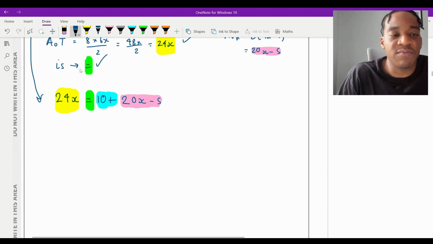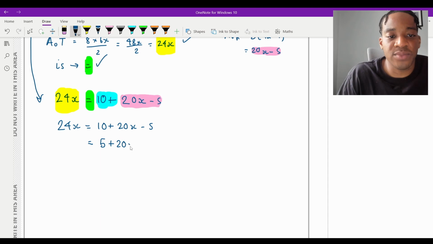So firstly, let us simplify. I'm going to write it one more time, just because the highlighter can be a bit distracting. So 10 plus 20x minus 5. And now, firstly, simplifying the right-hand side, I've got 10 minus 5, which is just 5. So I can write this as 5 plus 20x, like this.